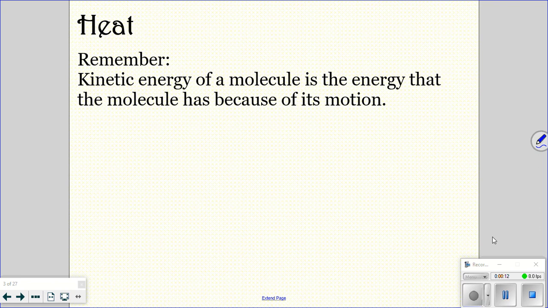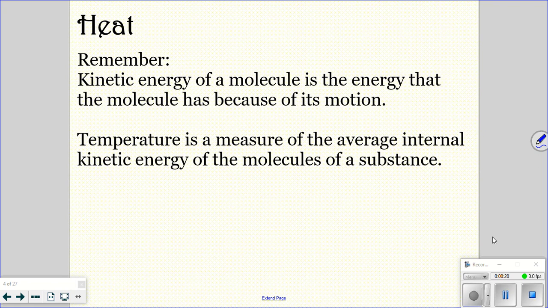Remember that kinetic energy of a molecule is the energy that the molecule has because of its motion. We talked about that several weeks ago. Temperature is the measure of the average internal kinetic energy of the molecules of your substance. So if something's really, really cold, it's going to have lower kinetic energy. As it heats up, it's going to have more kinetic energy. The closer it is to zero, the lower the kinetic energy. As it gets higher, it's going to have a larger kinetic energy.